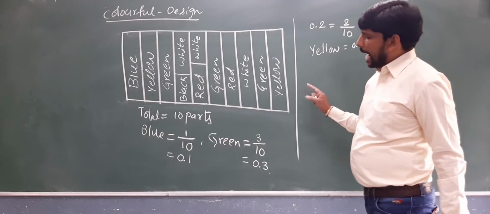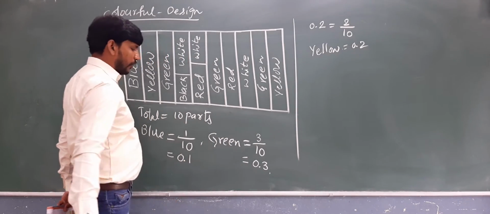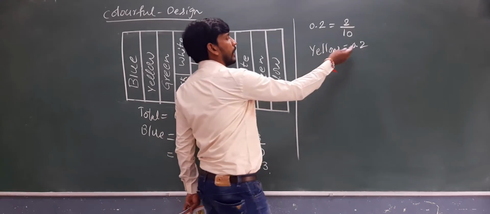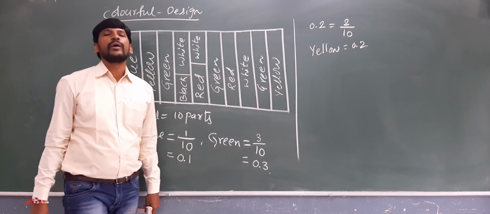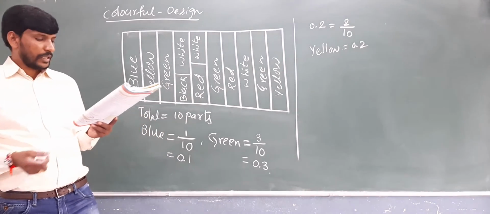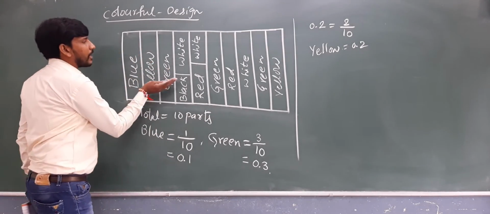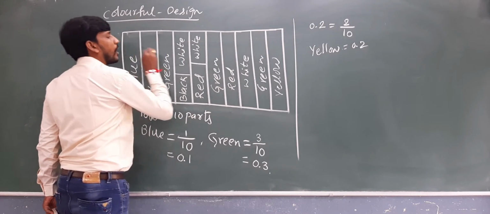Now see this here. I hope you understood that blue is 1 by 10, that is nothing but 0.1. Green is 3 by 10, that is 0.3, and yellow, that is 0.2, is nothing but yellow color covered 0.2 part.